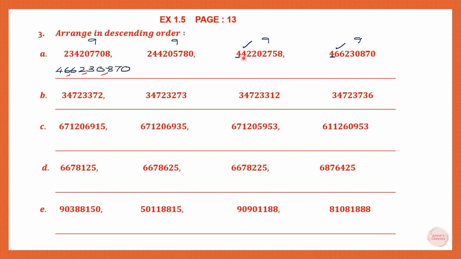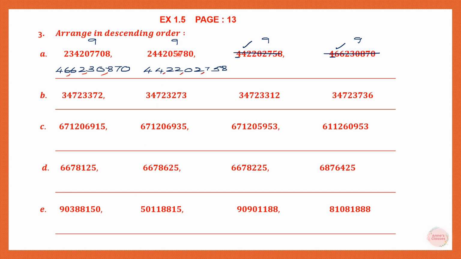The next number with 4 is this. So let's put down this number here. So we have 4, 4, 2, 2, 0, 2, 7, 5, 8. Let's put our commas here. Ones, tens, hundreds, thousands, 10,000s, lakhs, 10 lakhs. Let's read the number. 44 crore, 22 lakh, 2,758. So we finished with these two numbers. Let's strike it off.